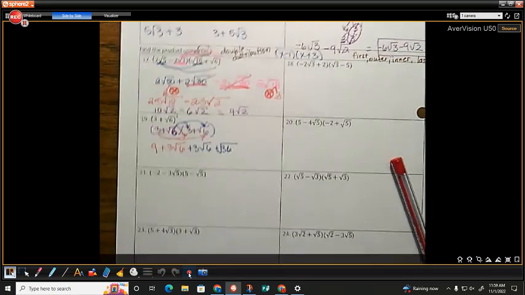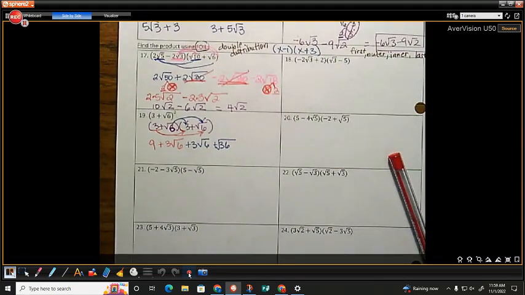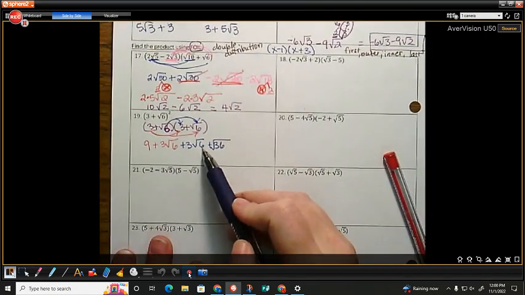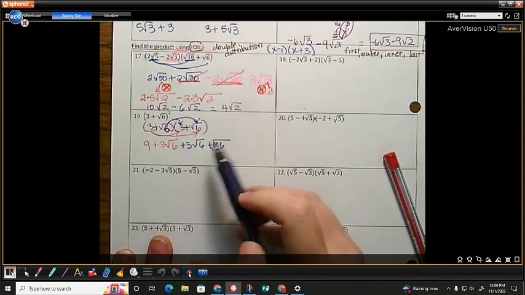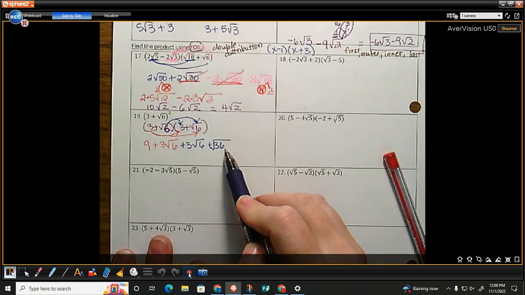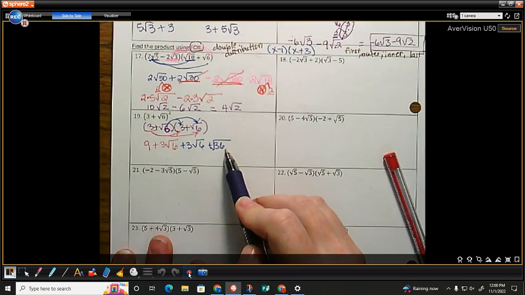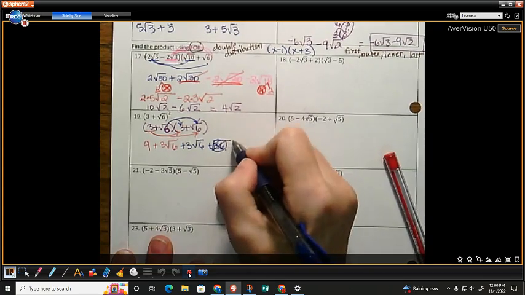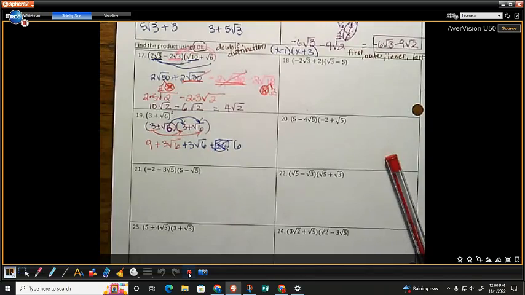Okay. And so now you've got it here, and then of course what things do you have to do? Combine like terms and simplify. This one's simplified. Root 6 is also simplified. Is root 36 simplified? No, it is not. But it's a perfect square. What is the square root of 36? 6. So it's just a plain old 6. So I'm just going to do that right there.